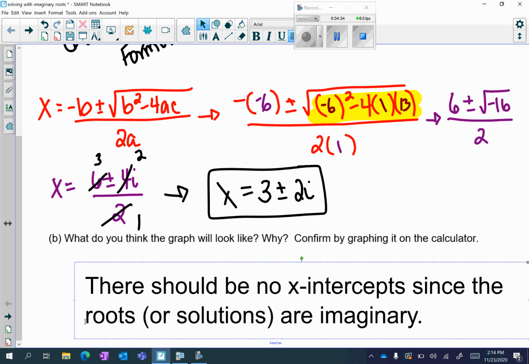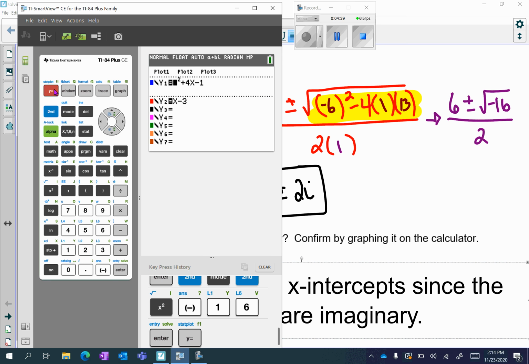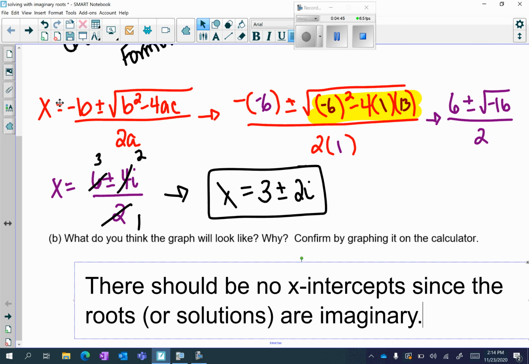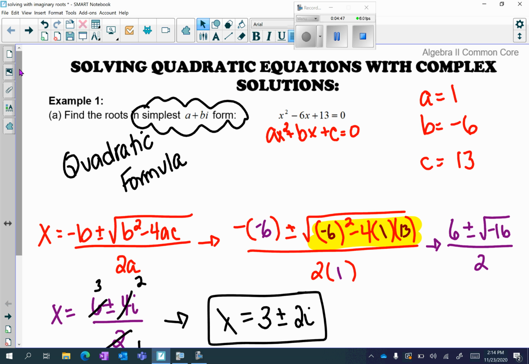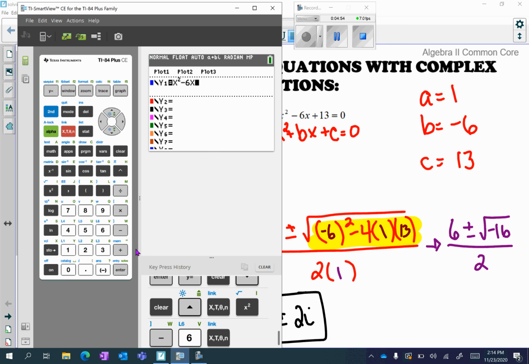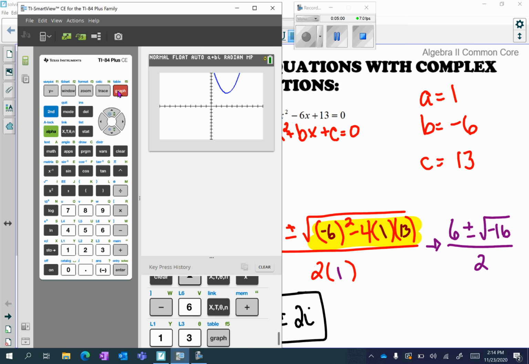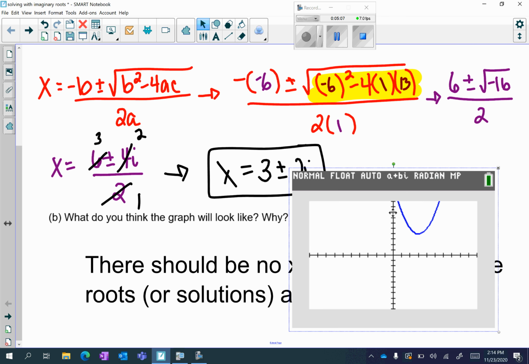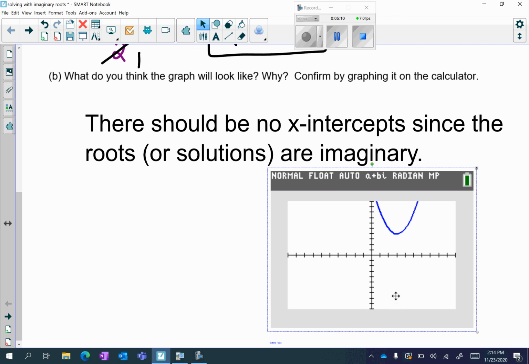And we can confirm that on our graphing calculator by going to the y equals, and I'm going to clear out what I have here, and type in my original function, x squared minus 6x plus 13. Hit graph, and you should see there are no x-intercepts. If you want, you can put a sketch of it on your paper so that way you have it to study from, and you know what it looks like.